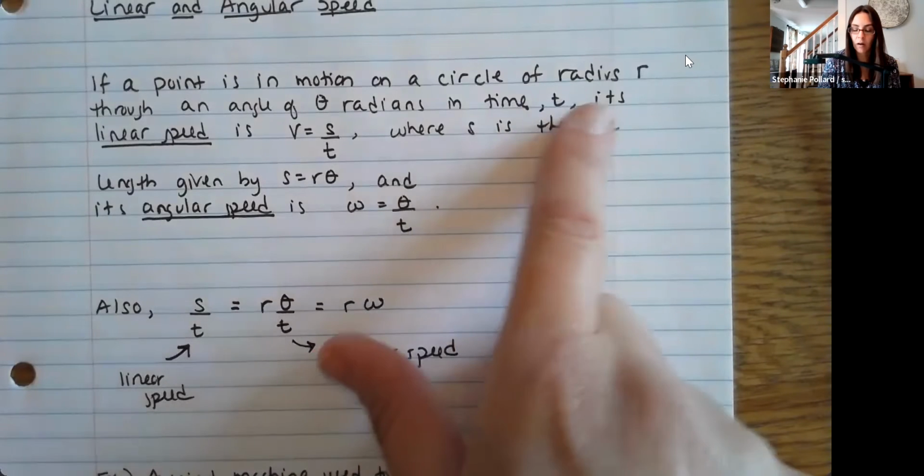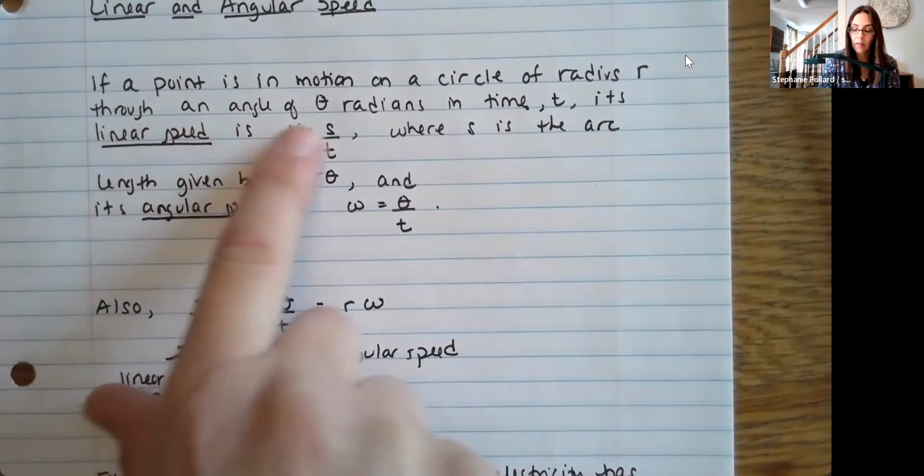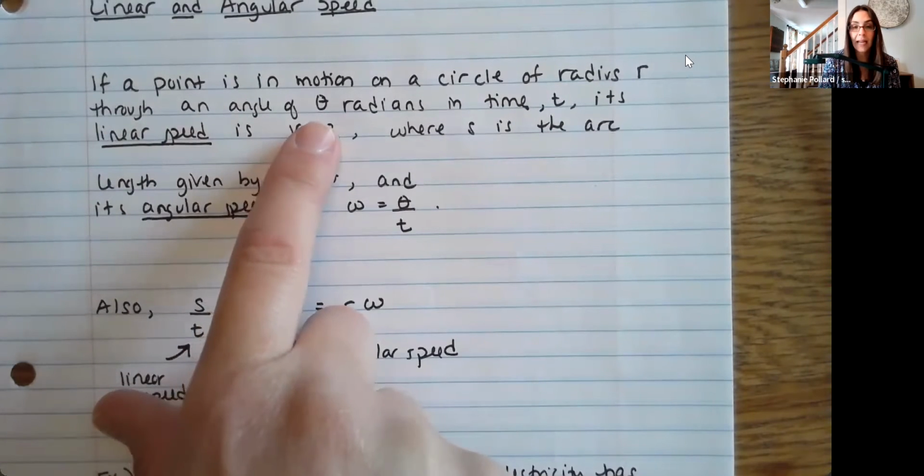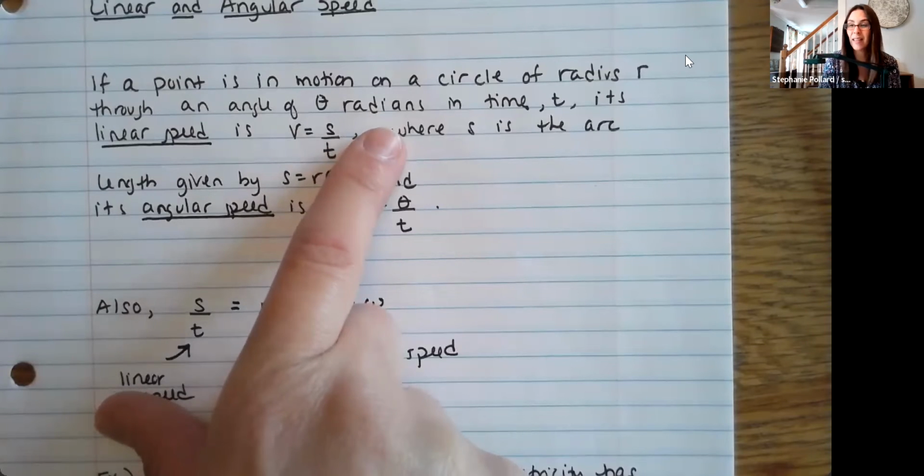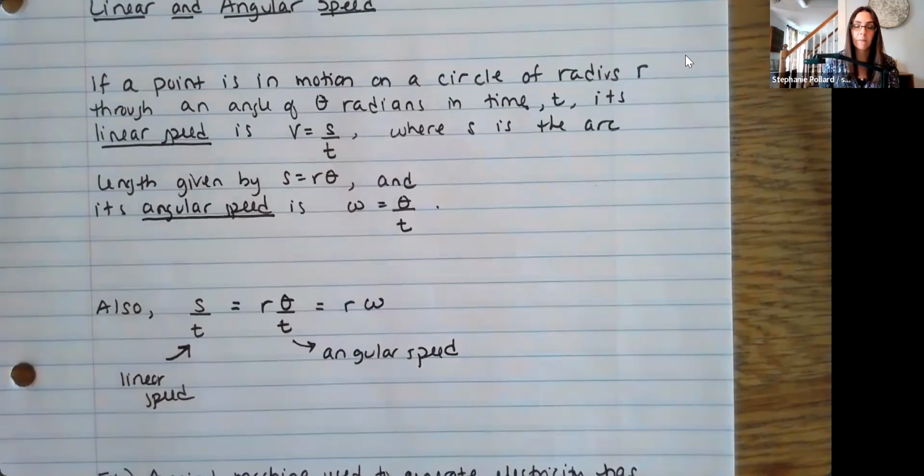of radius r through an angle of theta radians. So be careful here as we're talking about radians again, not degrees, and time t. Its linear speed is given by the following. So you have v. V is often used for velocity, which is speed. So it's given as s over t. S is the arc length that's being created.